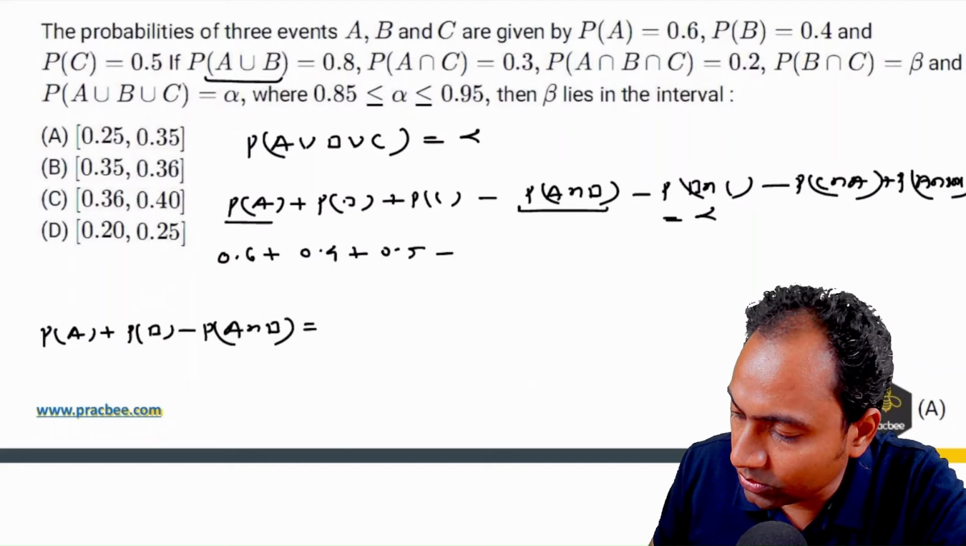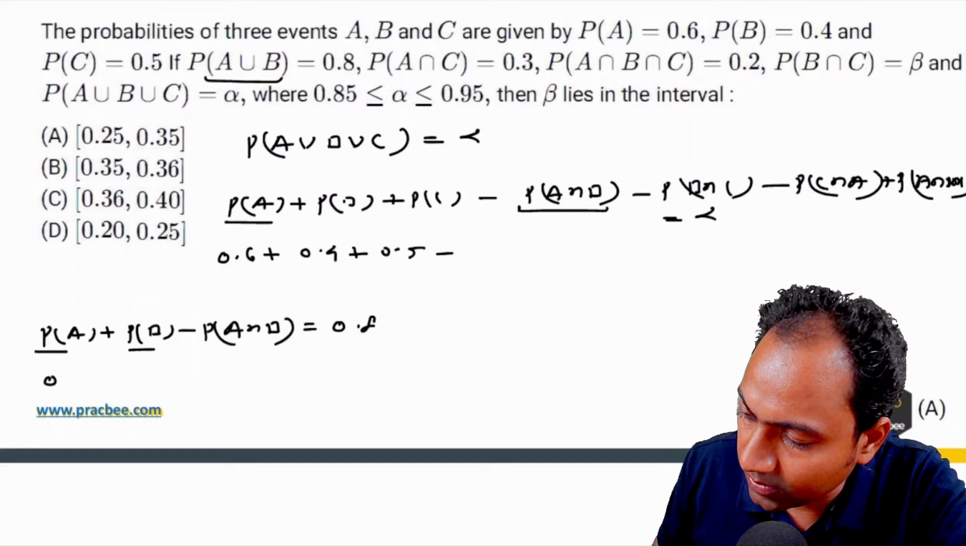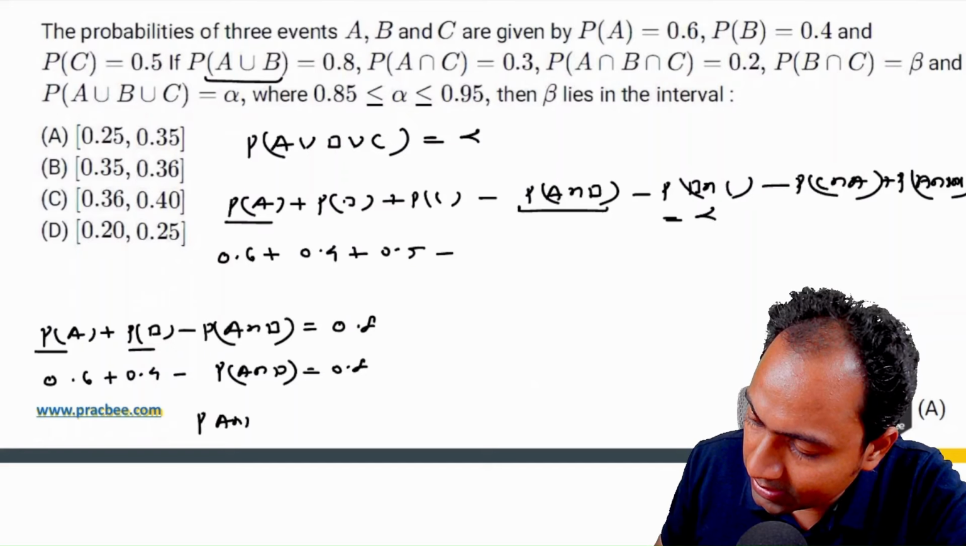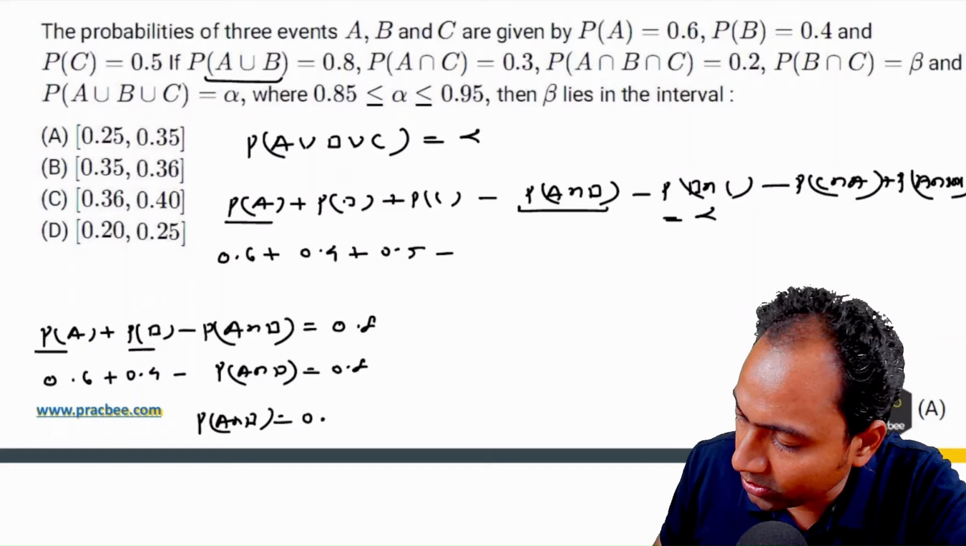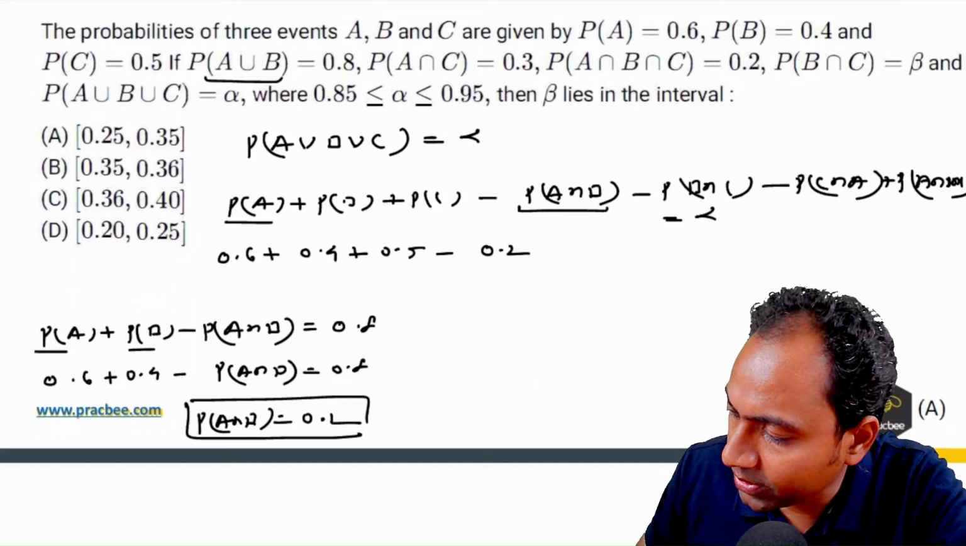And this is equal to nothing but 0.8. From here we know these two values, that is nothing but 0.6 plus 0.4. So from here it is possible to find the value of P of A intersection B. And P of A intersection B comes out to be nothing but 0.2. Once we have done this calculation, I can put 0.2 here.